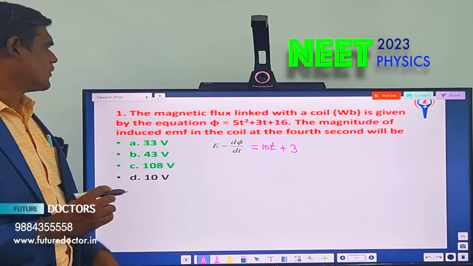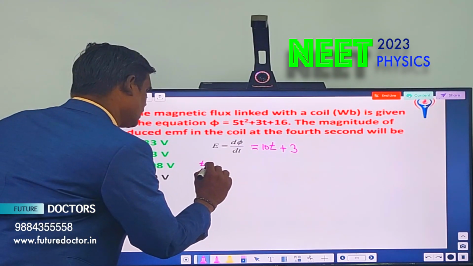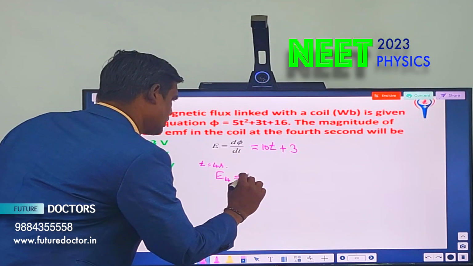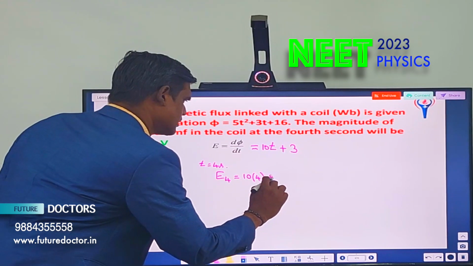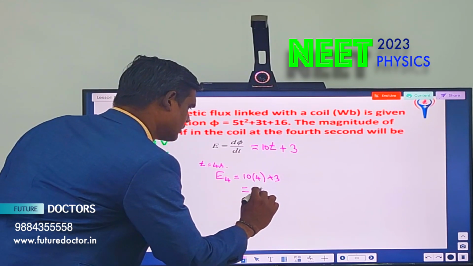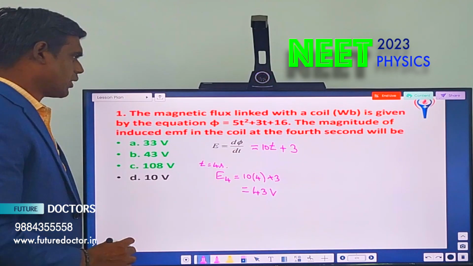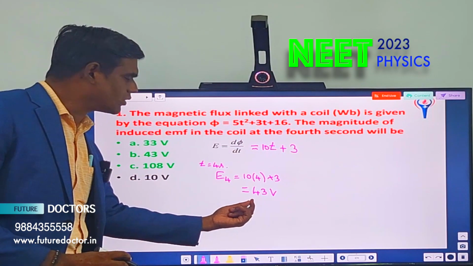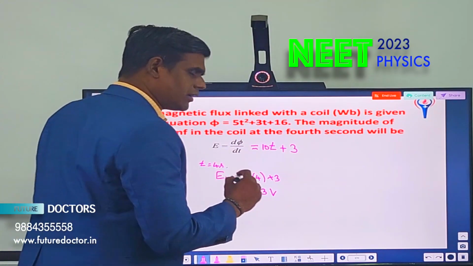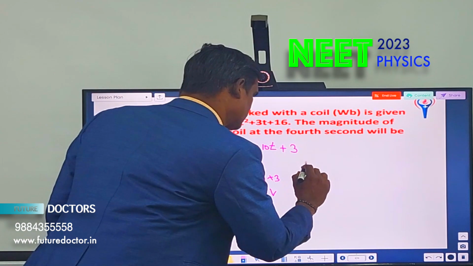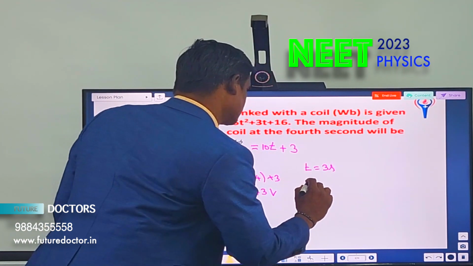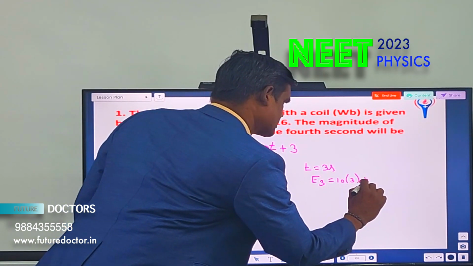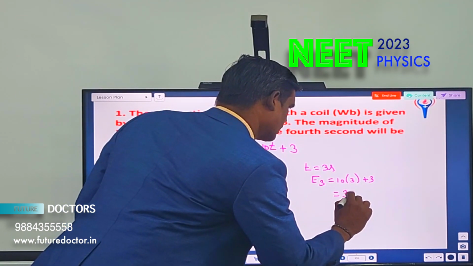The magnitude of induced EMF in the coil at the 4th second, when t equal to 4 second, then E4 equal to 10 into 4 plus 3. How much? 43 volts. Okay, and this is not the magnitude of EMF induced in the 4th second. That is 4 seconds only, 43. 4th second means you should find E3 also, that is at t equal to 3 second. At t equal to 3 second, E3 equal to 10 into 3 plus 3. How much? Equal to 33 volt.